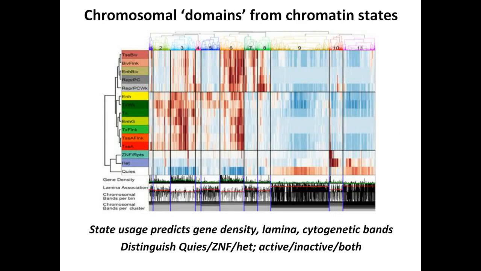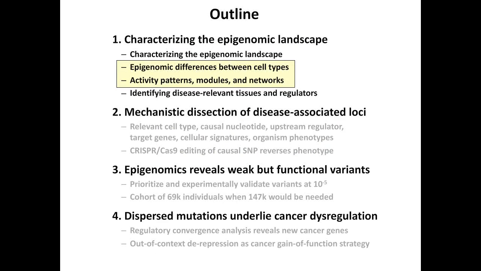So we can use this to define chromosomal domains using the expression of these chromatin states. For example, you can see here that about half the genome is in fact inactive in the vast majority of cell types, but in fact the other half is very, very strongly active, and these regions that were discovered exclusively based on these chromatin states are in fact showing very different gene density, very different associations with the nuclear envelope marked by lamina regions, and they're also associated with different chromosomal bands, suggesting that in fact these are domains of the chromosome that are distinct in their function.